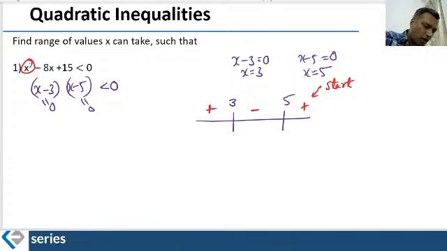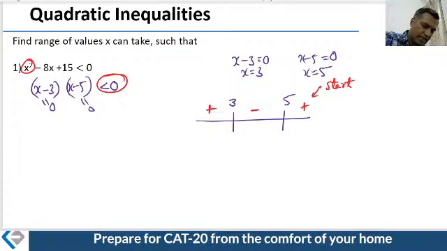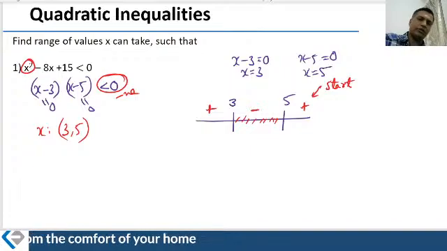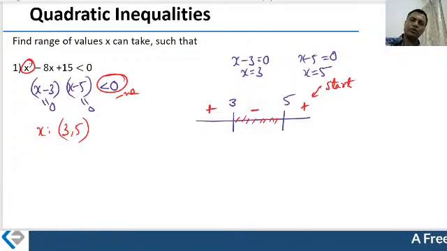Now look here. What do you want finally? I want less than 0, which means negative. Less than 0 means negative. Where is the negative sign? Here. Therefore, the values that x can take are all the values lying between 3 and 5. These are the set of values that x can take.